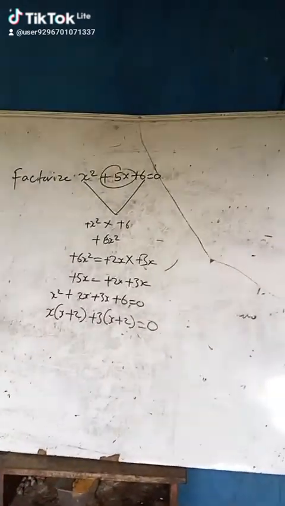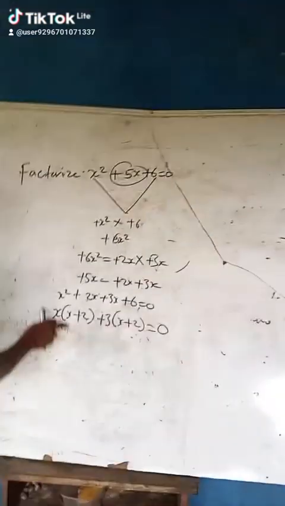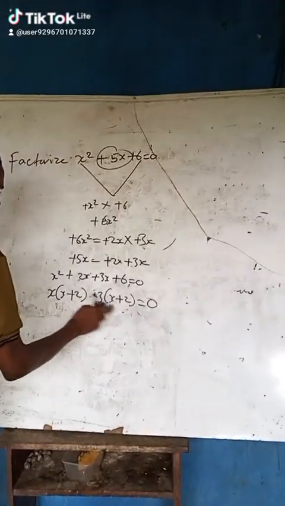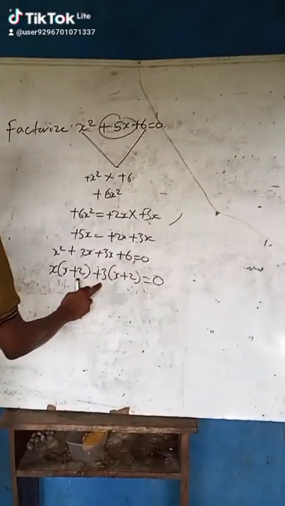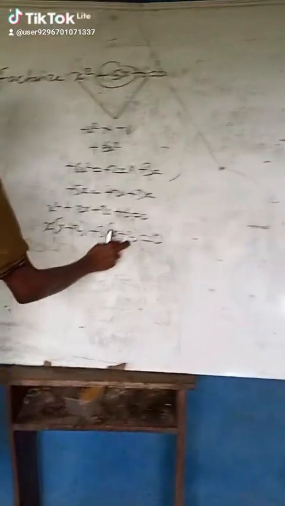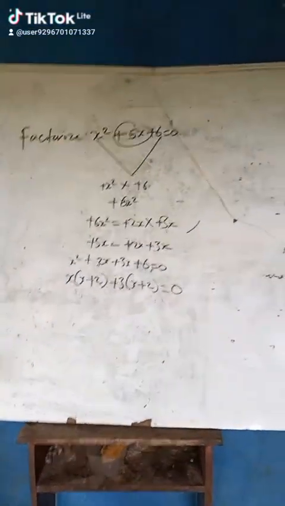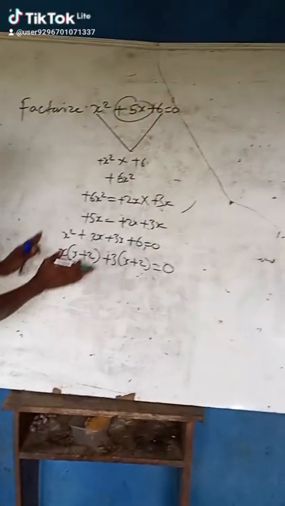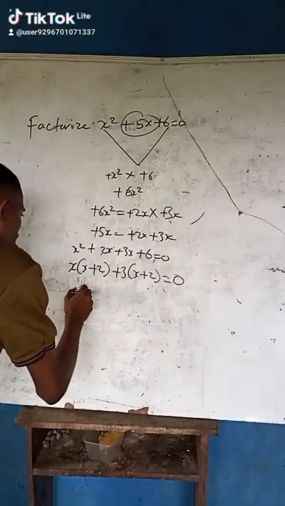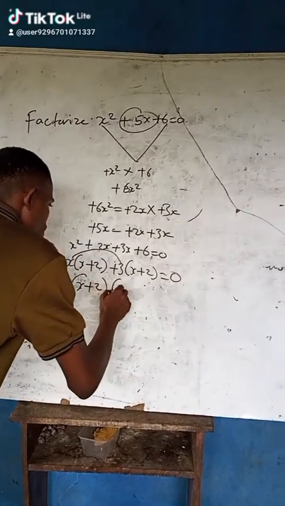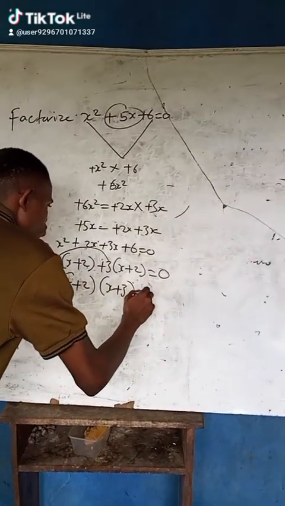Now let us try how we can get this. x times x is x squared. x times 2 is 2x. Plus times plus is plus. 3 times x is 3x. 3 times 2 is 6. They equal 0. Now, let us break it down, which is x plus 2, and then x plus 3 equals 0.